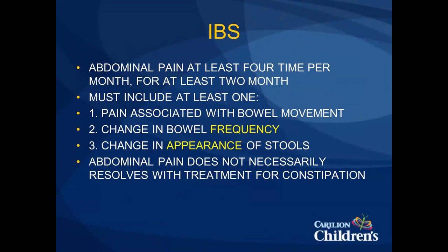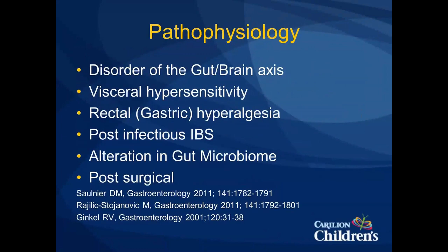The pathophysiology is a disorder again of the gut-brain axis and visceral hypersensitivity. So they have both rectal hypersensitivity and gastric hypersensitivity, and so anything that distends the GI tract will affect these patients. They have a low threshold for pain and for motility. You see post-infectious irritable bowel syndrome. There are cytokines released after an infectious process that affect interleukin function, and they will continue to have IBS symptoms. Some of them will get better within several months. Some of them will stay with irritable bowel syndrome long term.